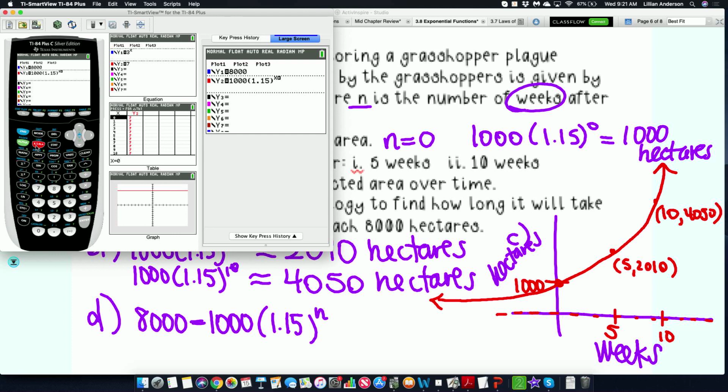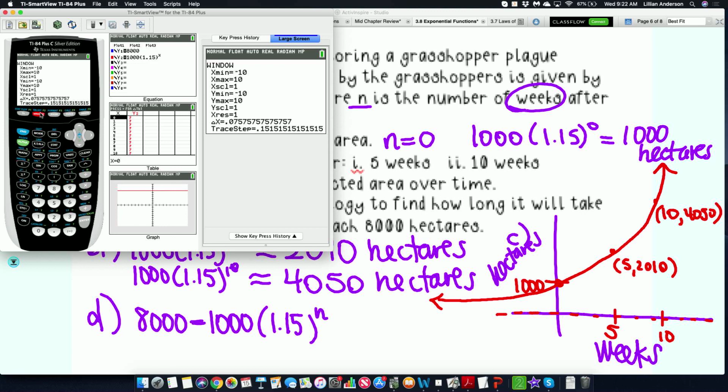And I'm going to have to change the window. Just by looking at the drawing that we've done, we can use that to help us. So let's go to our window. What should my x-min be? What does x represent in our problem? Weeks. Can I have negative weeks? No. So 0. Now in my max, I know that at 10 weeks I'm at 4,000. I need to get to 8,000. So if 10 weeks is 4,000, what should I open up my x max to? Maybe 20? Okay, 21 to be safe.